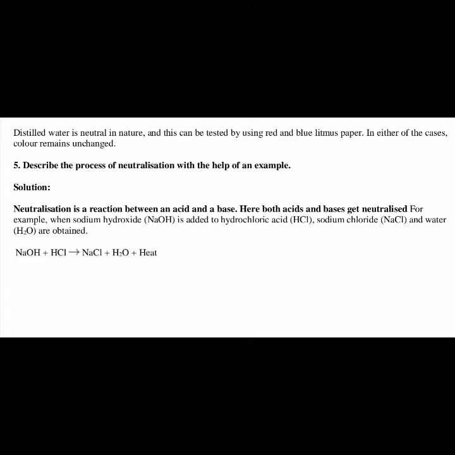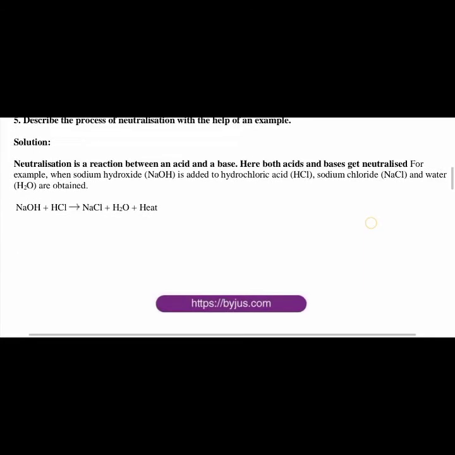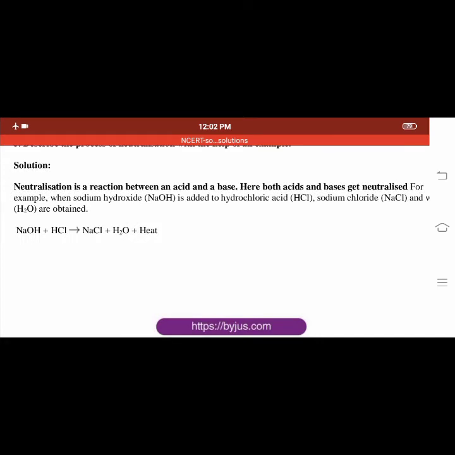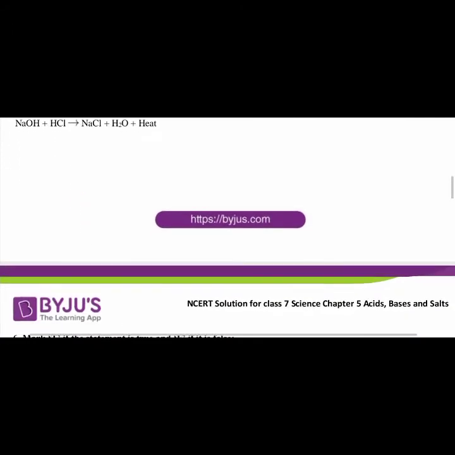That means salt along with water will always be the product when there is a neutralization of an acid and a base. So what is the product obtained? It is salt and water. NaOH is sodium hydroxide, whereas HCl is hydrochloric acid. When both react, what is the product given? Salt, that is NaCl, and water, H2O.